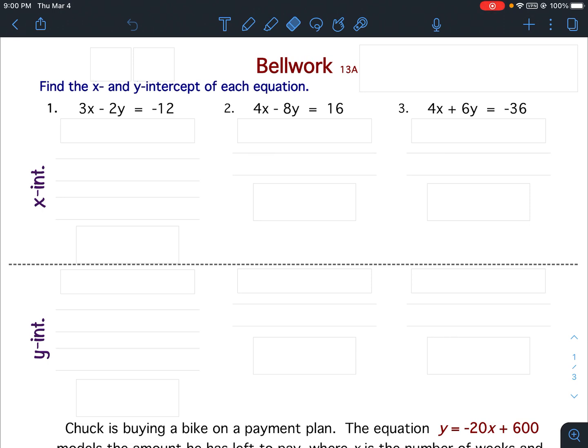If you're finding the X-Intercepts, we know that Y equals 0. And if you're finding the Y-Intercept, we know that X equals 0. So again, X-Intercepts, Y is 0, and for the Y-Intercept, X is 0.